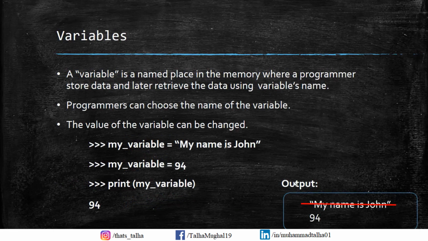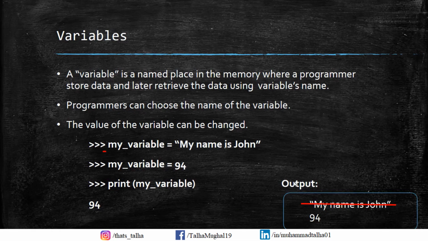Earlier we discussed that constants are the values which cannot change. Variables are the words or names which contain or store those constants that we have discussed earlier. A variable is a named place in the memory where a programmer stores data and later retrieves the data using the variable's name. Programmers can choose the name of the variable, which means that we can assign any name to the variable. Unlike constants, the value of the variable can be changed.